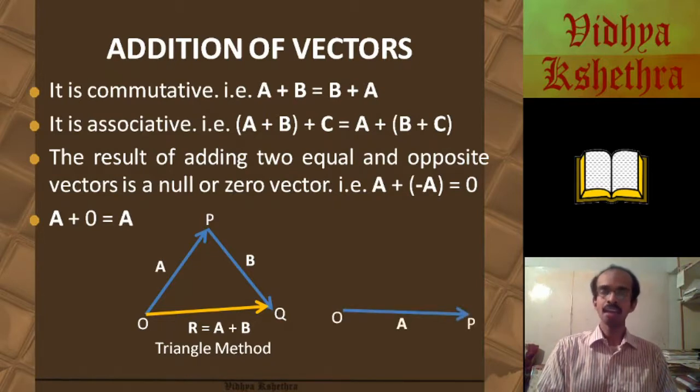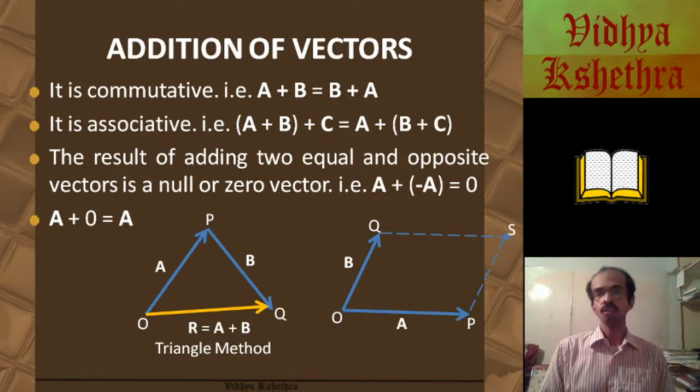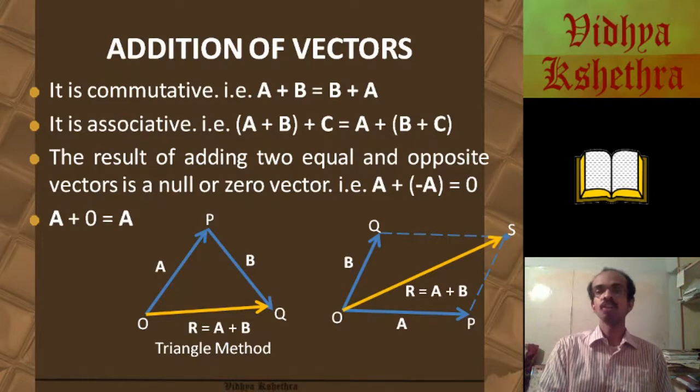Next, we can see the parallelogram law of addition. In this case also, OP is the vector A and OQ gives the vector B. Now, these two vectors form two sides of a parallelogram. Then, the resultant vector of vector A and B is given by the diagonal of this parallelogram. That is, resultant vector R is equal to A plus B. This is the parallelogram law of addition of vectors.